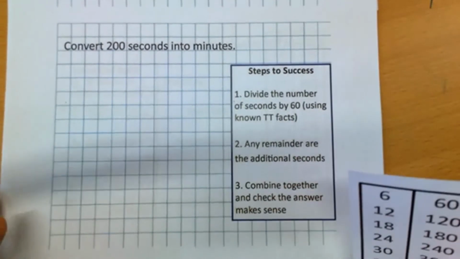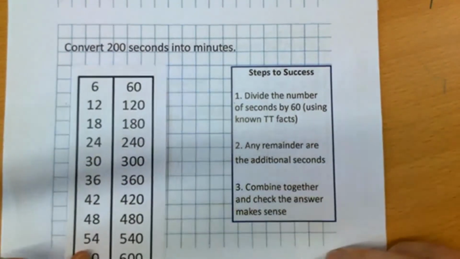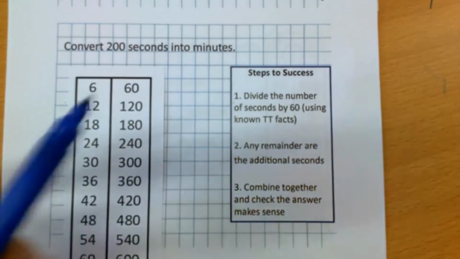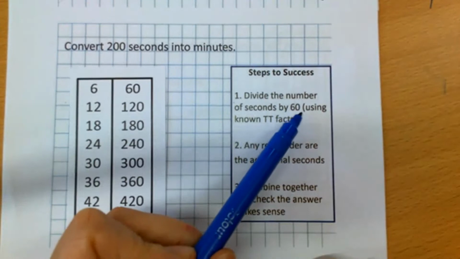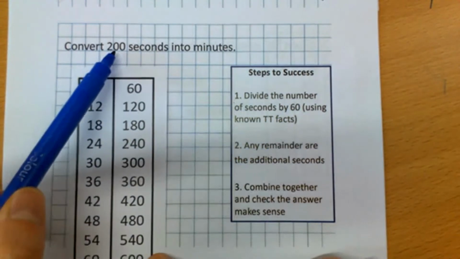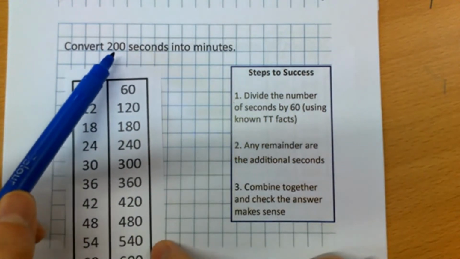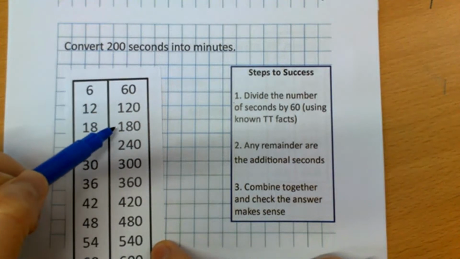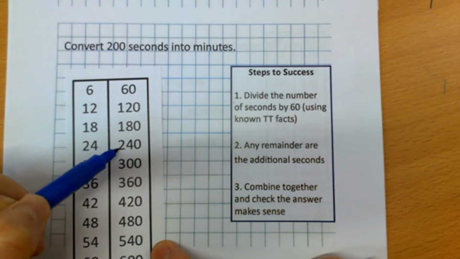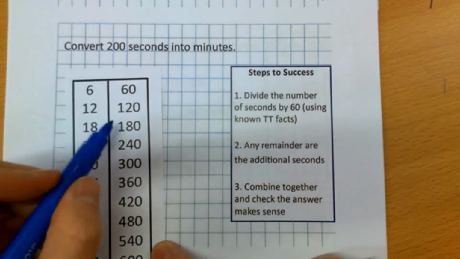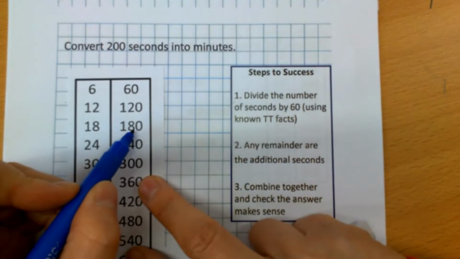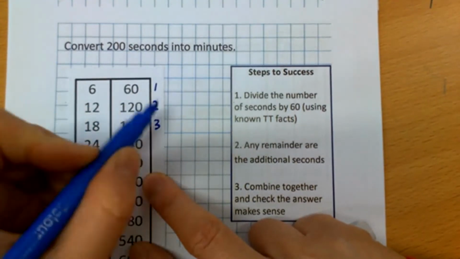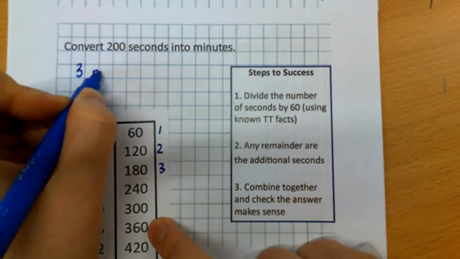Okay, let me calculate this one. I'm going to convert 200 seconds into minutes. So I'm going to see how many times I have 60 in 200, but I'm not going to go over 200. So here's 60, 120, 180. Ooh, that's 240. So I know that that's over 200. So I must go to 180. Okay, so let me count how many times that is. 1, 2, 3. Okay, so I'm going to write down 3 minutes.